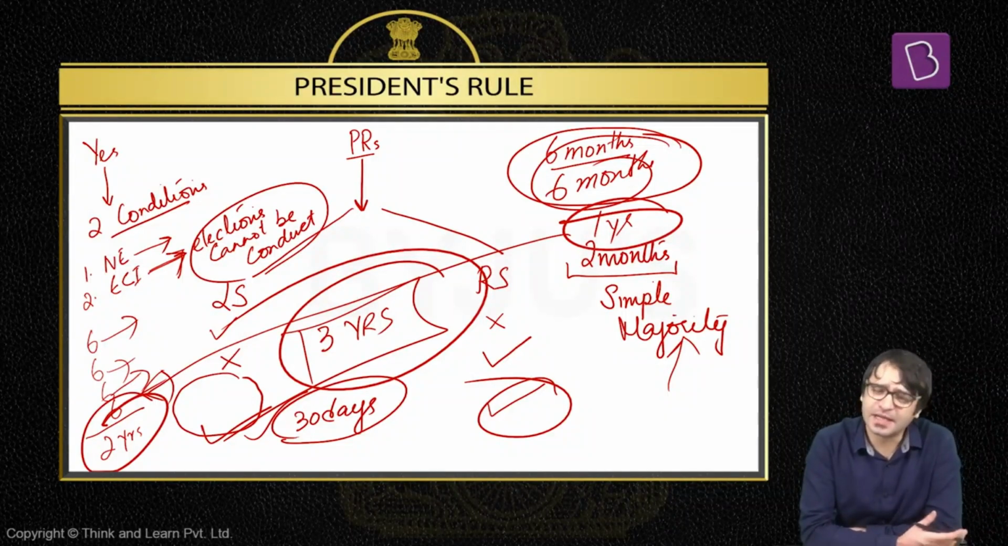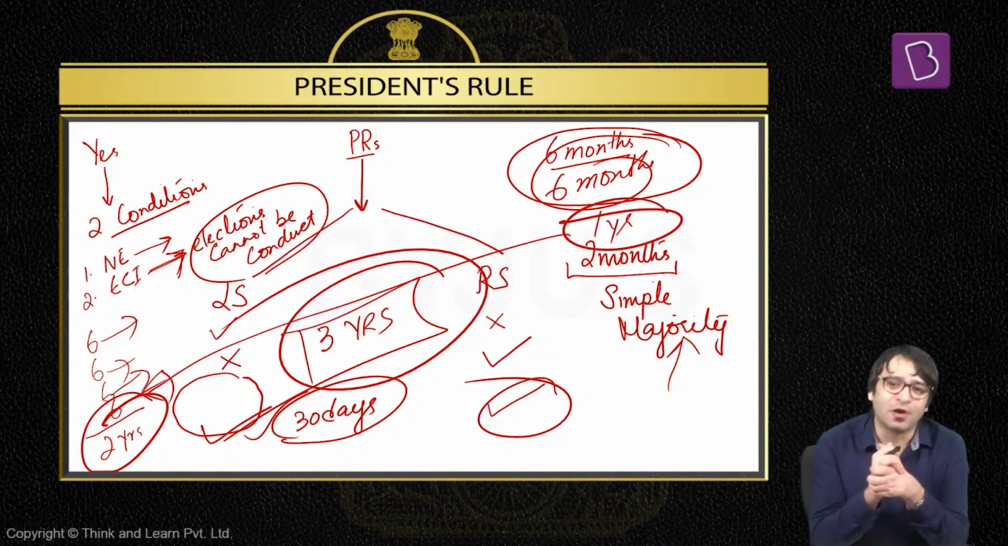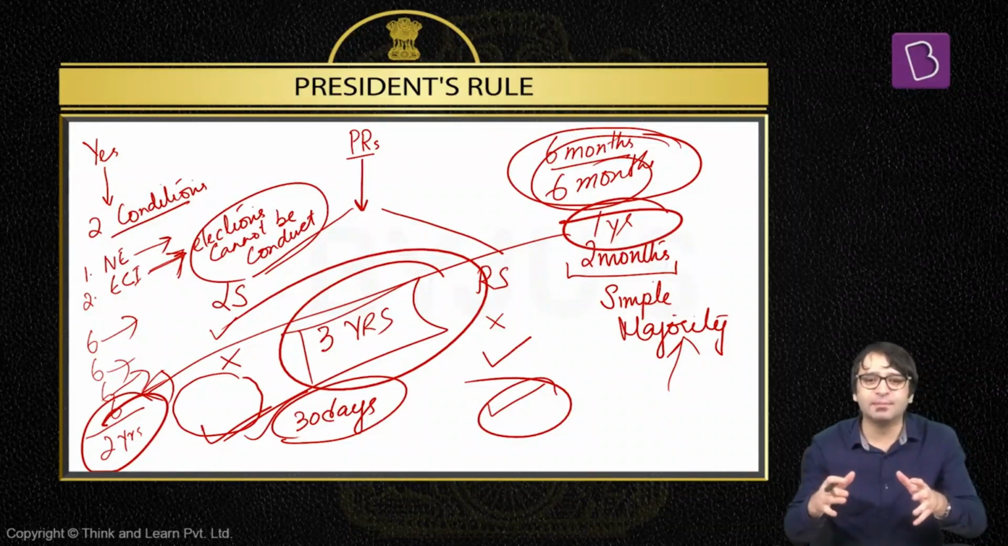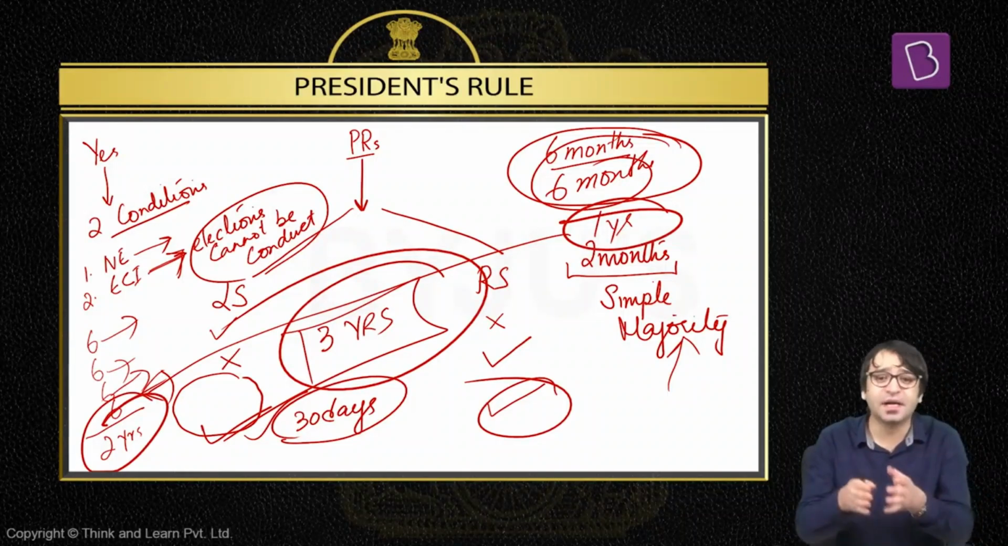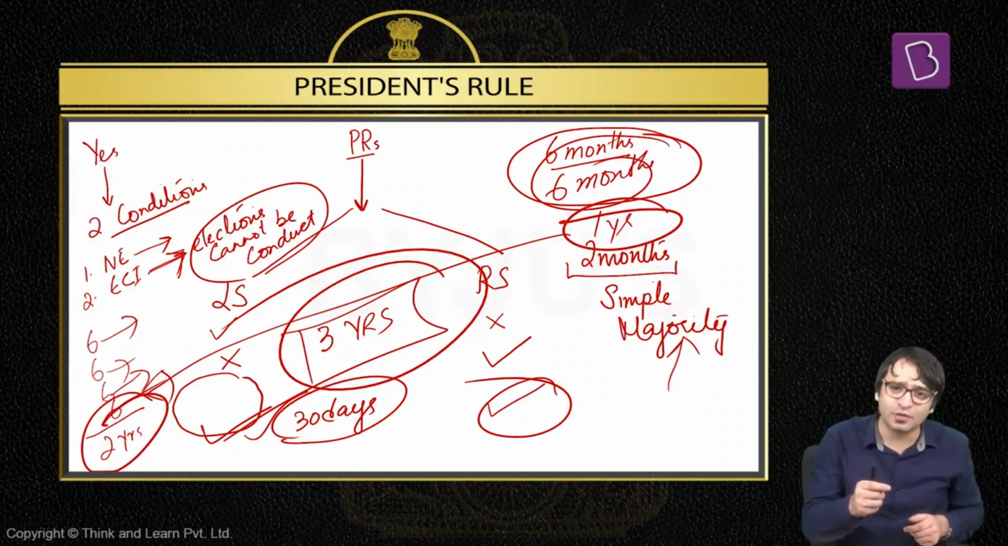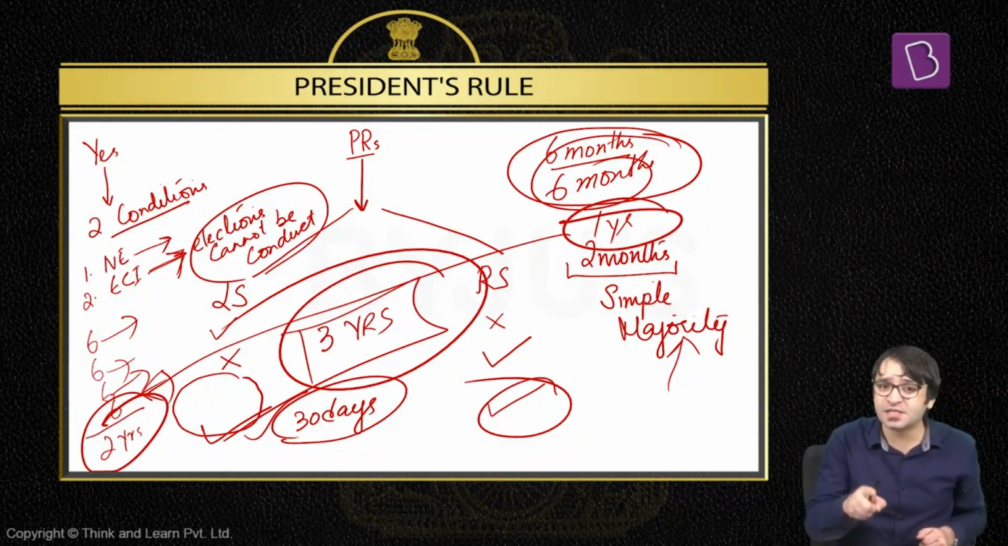President's rule, how can it be revoked? It can be revoked at any point in time. The President can revoke it on the basis of the advice of the Cabinet. This is where your Lakshmikant book is wrong. Lakshmikant book says President's rule can be revoked by the President on his own. That's a fairly incorrect statement. President cannot do anything on his own. President has to do everything and anything only on the advice of the Cabinet headed by the Prime Minister. So President's rule can be revoked by the President at any point in time on the basis of the advice of the Cabinet headed by the Prime Minister.